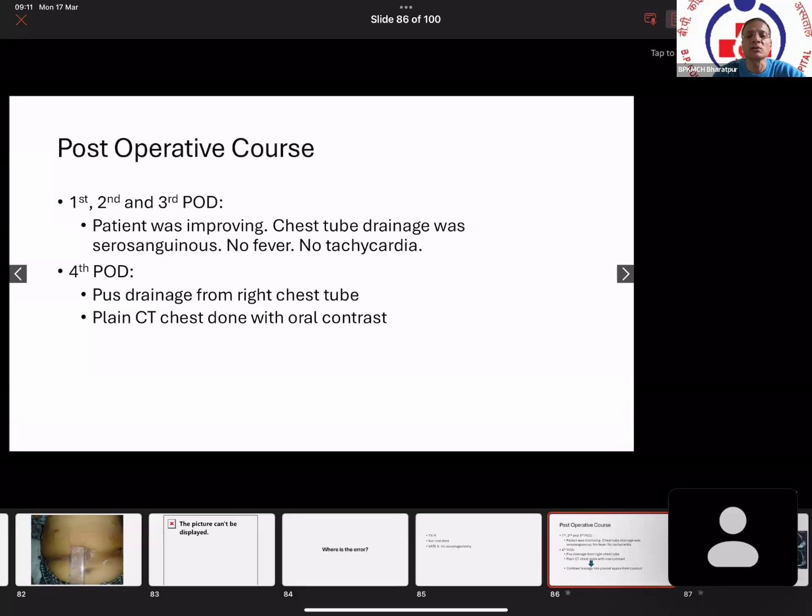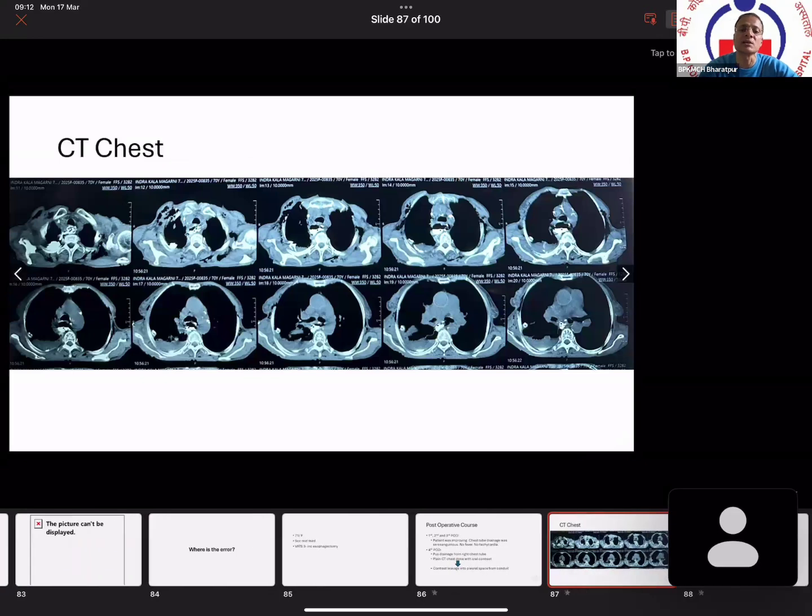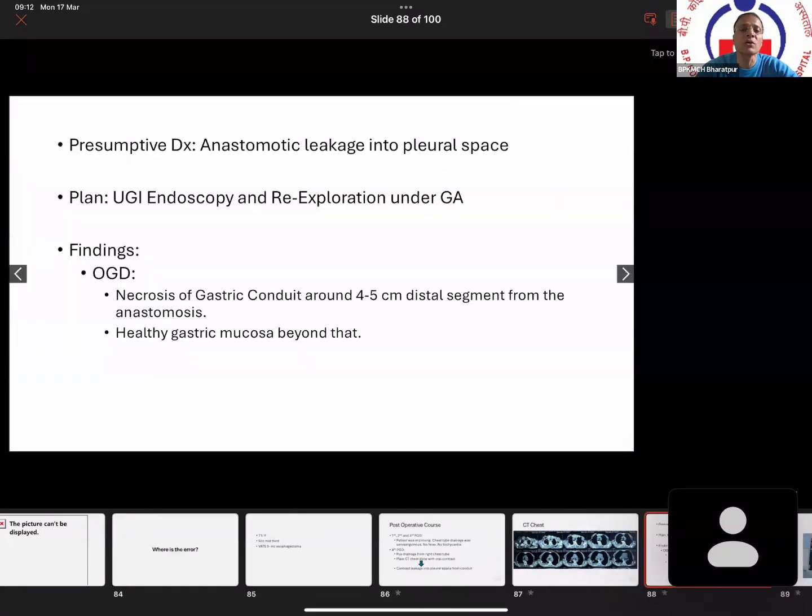Plain CT was done with oral contrast, and it showed the contrast leakage into the pleural space. Remember, this patient underwent the McKeown esophagectomy with anastomosis in the neck, but he had contrast leakage in the chest cavity. Here is the picture we can see. This is the oral contrast here in the gastric conduit. It has leaked, the white material. This is the chest tube. It was leaking like this in the chest cavity. So there is no option.